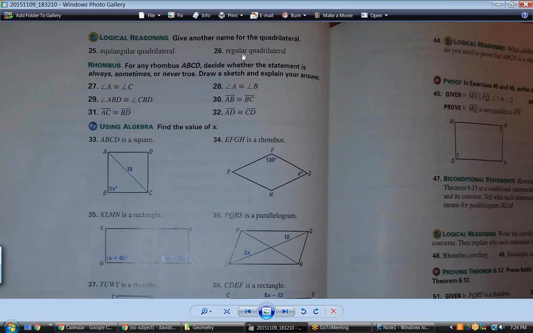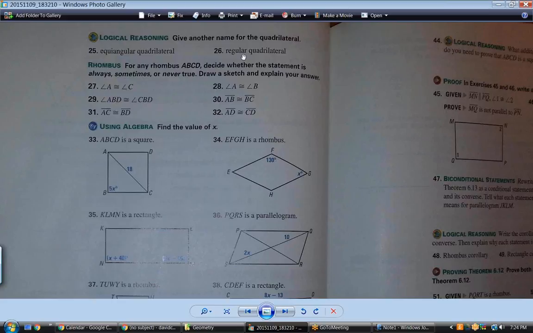Because a square has to have all equal, congruent sides: 4 equal sides, 4 equal angles. What is a square? 4 equal sides and 4 equal angles. That makes it regular. Oh, okay.